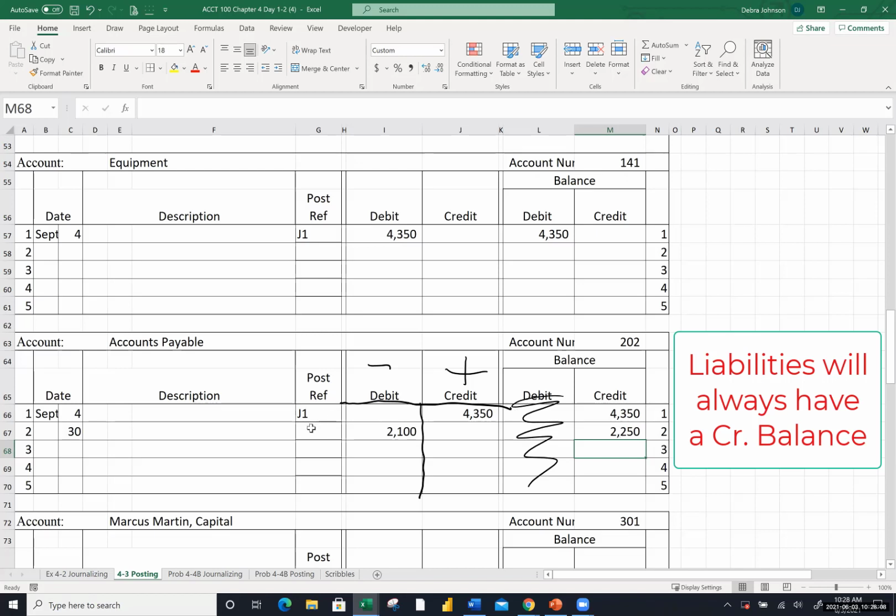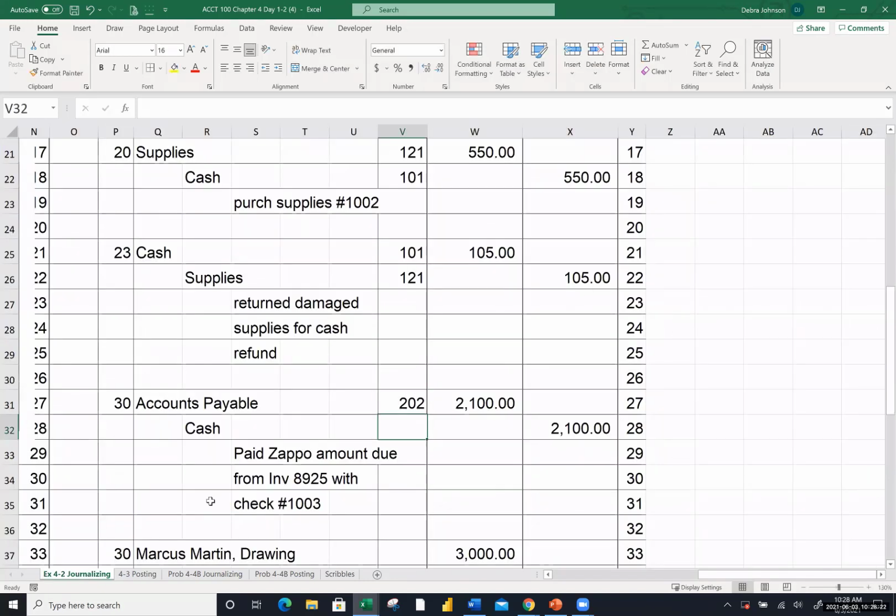Yes. Would that also apply for owner's equity? Always. Yep. Okay. Thank you. So let's put our reference in, J1. Let's go back in and put that 202 in. And let's go also, we never stop in the middle of an entry. So let me go put that credit to cash of 2100 in.